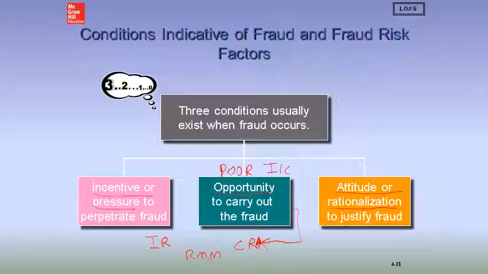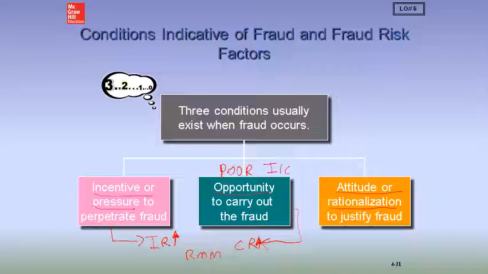Incentive and pressure is probably going to drive up our inherent risk a little bit, or could be a lot if we actually see the incentive and pressure, because now we're going to start seeing that cash is going to be more susceptible to being stolen. We're going to see the potential for making transactions complex so that maybe the fraud can be concealed from us.